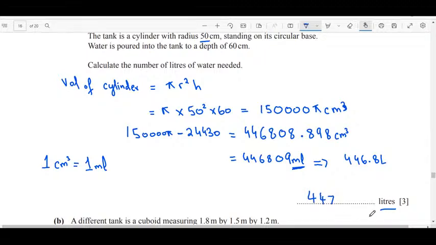So you can give the final answer as 446.8, or you can just write now 447 liters of water would be needed. Yes, I'm rounding it off because the question did not say exactly or stuff like that. So if you do not find such a keyword, it's fine to just round off your answer a little bit, but it's completely fine if you're giving the answer till 1 decimal place as well. That is also okay.